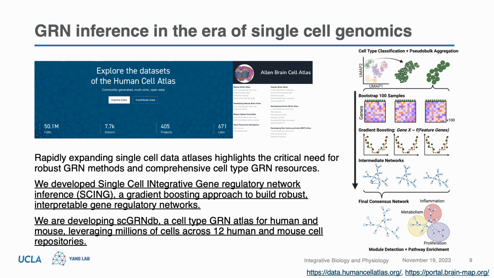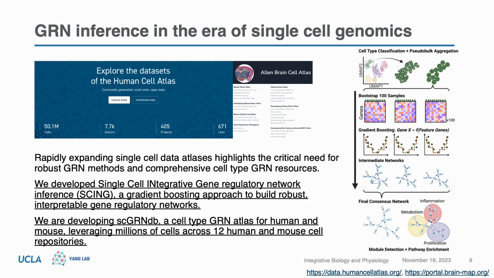Gene regulatory networks try to model the mechanisms in different cell types or tissues, and they're proving to be very important in understanding cell heterogeneity with the advent of single-cell RNA sequencing and other single-cell data platforms. We know that many single-cell data repositories are rapidly expanding, increasing the number of data sets that they host, and this highlights a critical need for robust GRN methods to analyze single-cell data and also a comprehensive resource to host cell-type reference GRNs for other researchers to use.